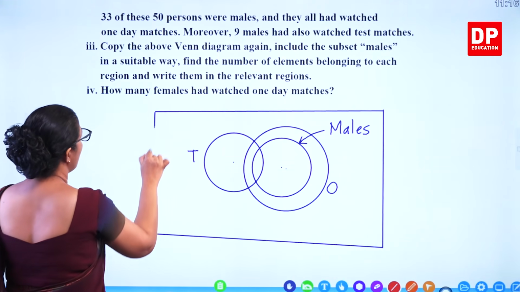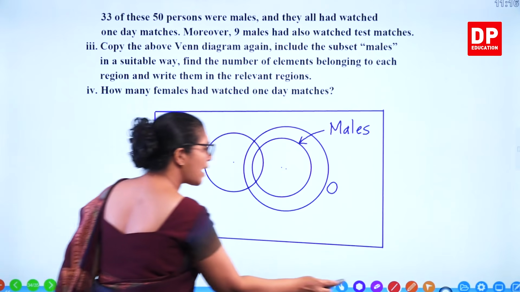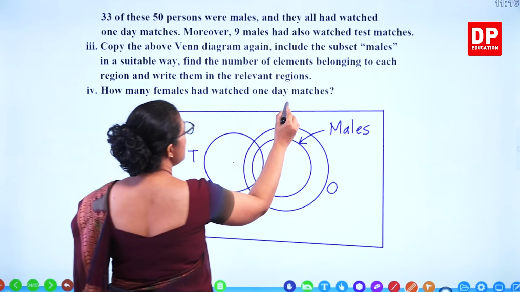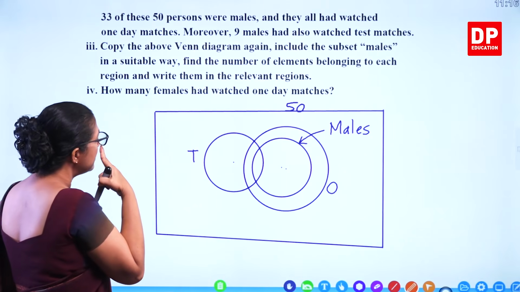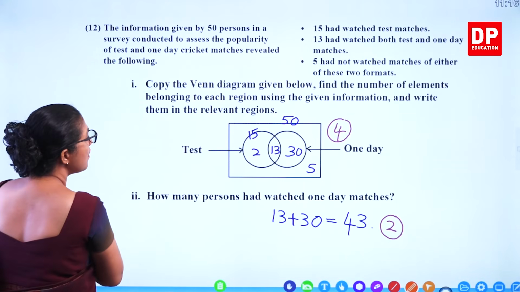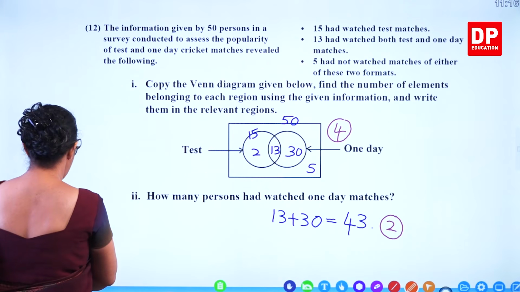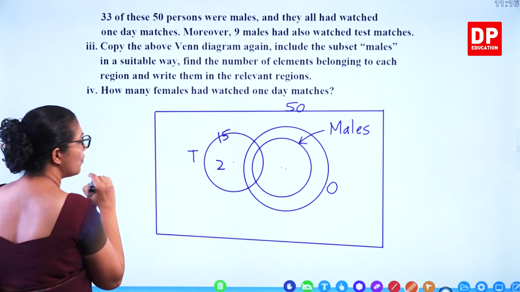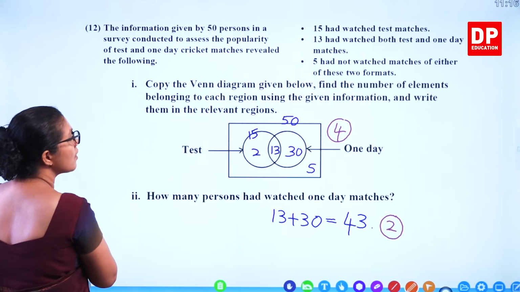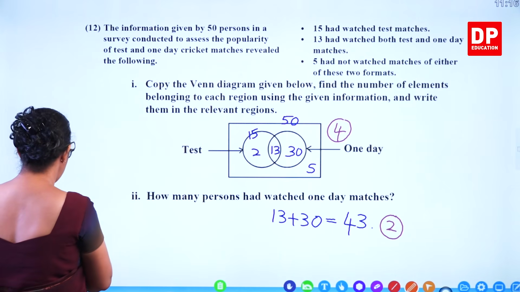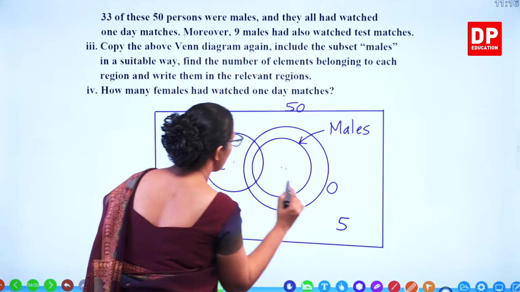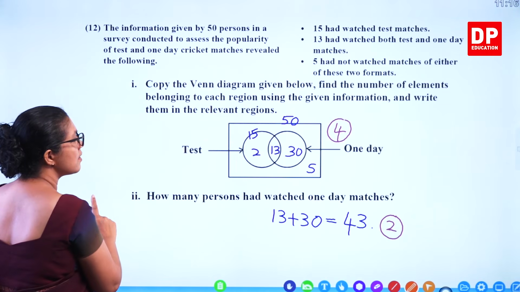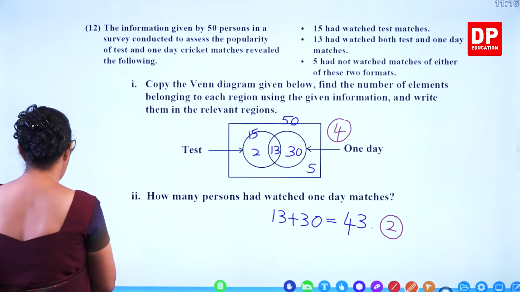Okay. Now we can fill some of the values from the previous one. We know 50 altogether. And how many are there? 15. This is 15. This is 2. Same as before. And 5 outside. And this part 13 and 30 there. 13 and 30.